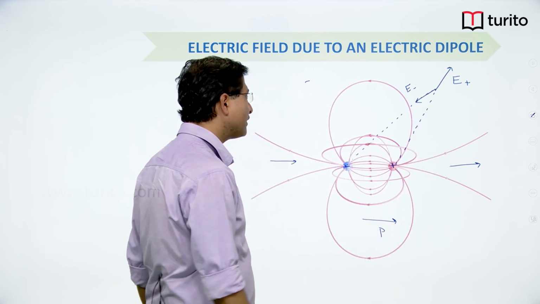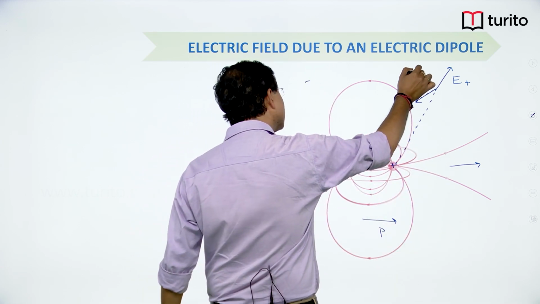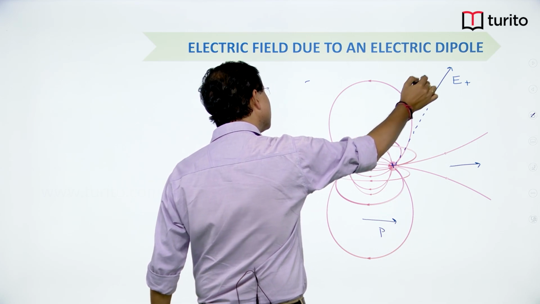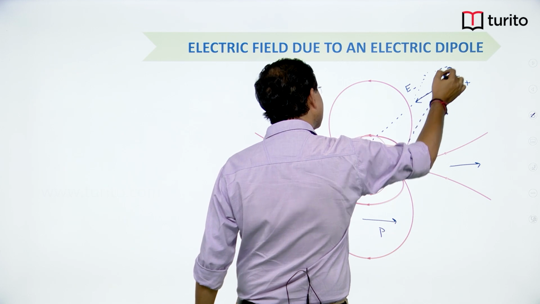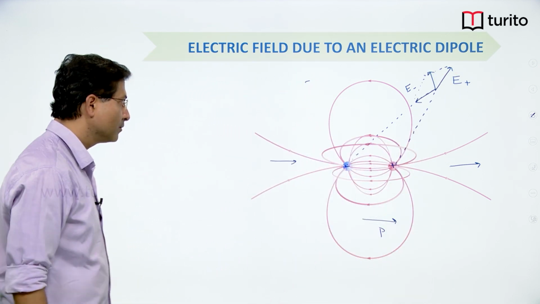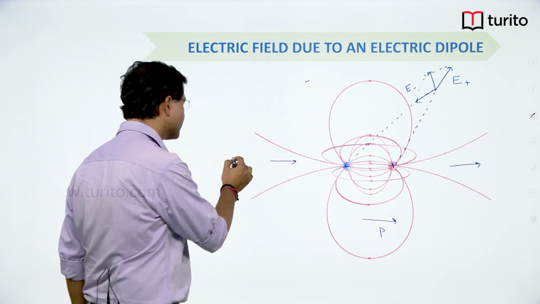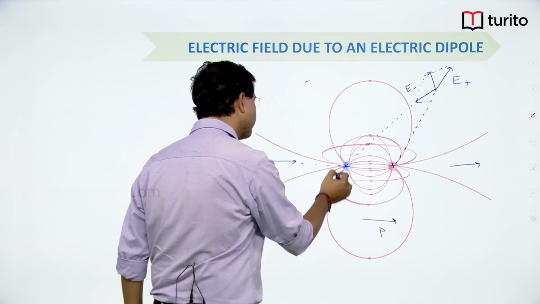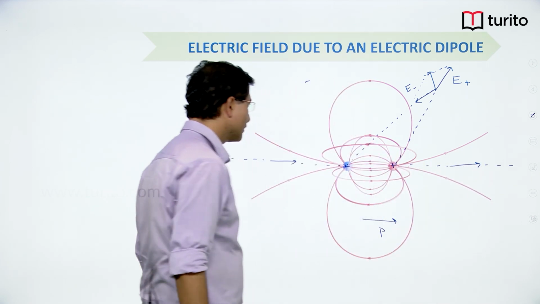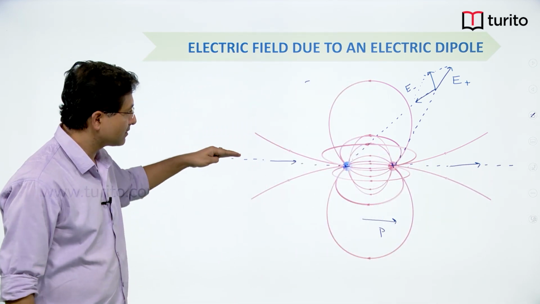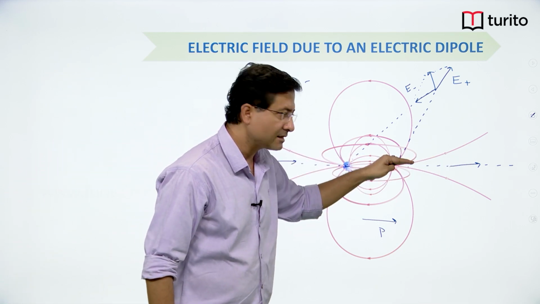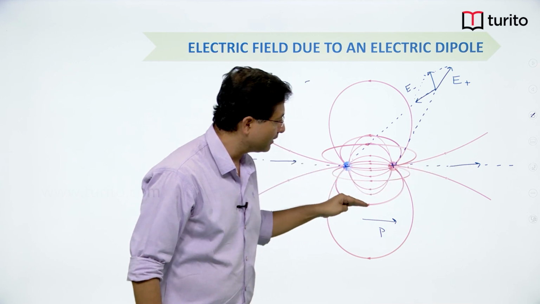So vectorially if I add these two, using the parallelogram law, then the field here will be something like this, the net field. On axis, outside the dipole, it is along the dipole moment.